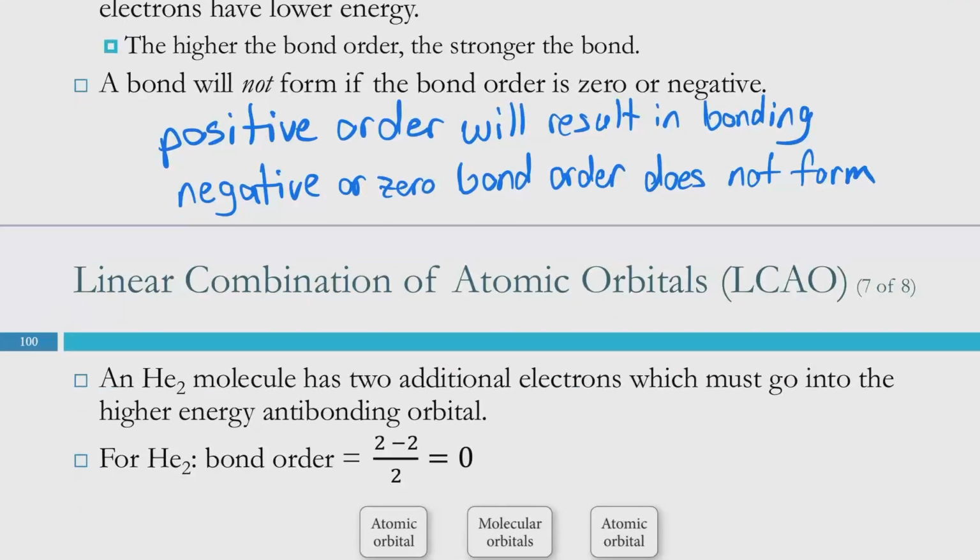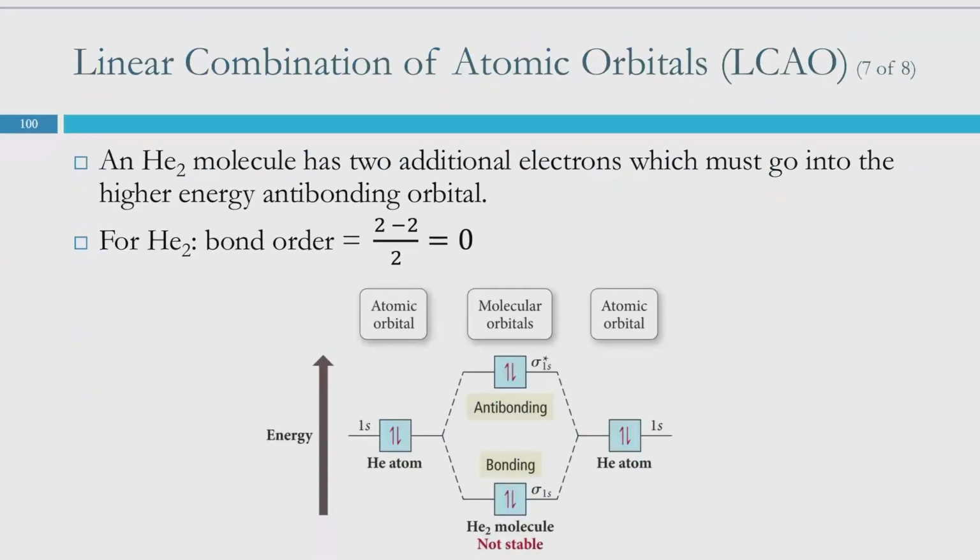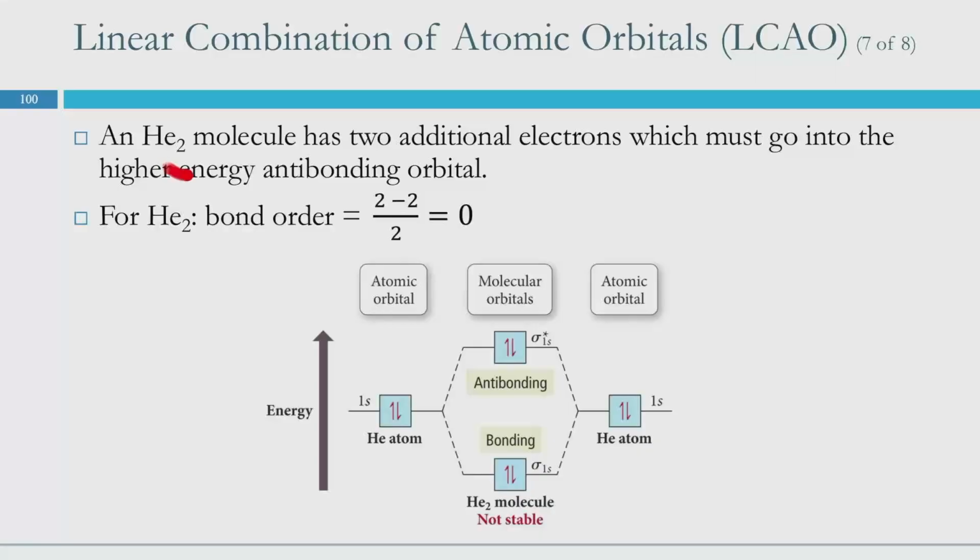If we look at a helium molecule, each of our helium atoms is coming in with a 1s atomic orbital, but they've got 2 electrons. It's going to have the same bonding and antibonding scheme. We put 2 of the electrons, one from each, into the bonding orbital, but we've got 2 electrons left. And so the other 2 would go up into the antibonding orbital. So the antibonding orbital is also filled.